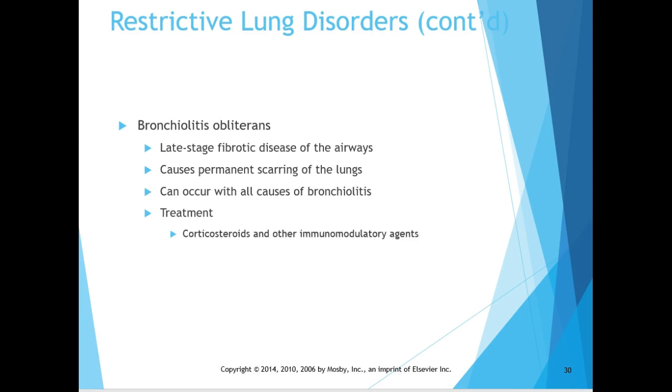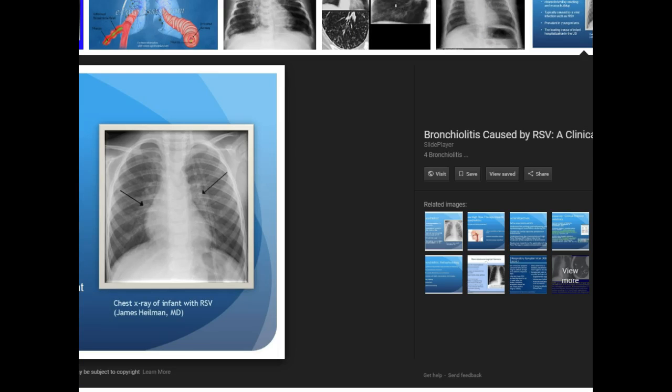Let me see if I can find an x-ray for that. Okay, this is an x-ray of a child with RSV, which is one of the leading causes of bronchiolitis in children for sure. And you'll see it's kind of a fluffy looking pattern around the mediastinal area. Hopefully we'll be able to see an x-ray later.